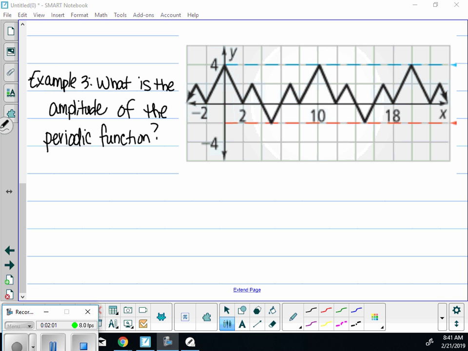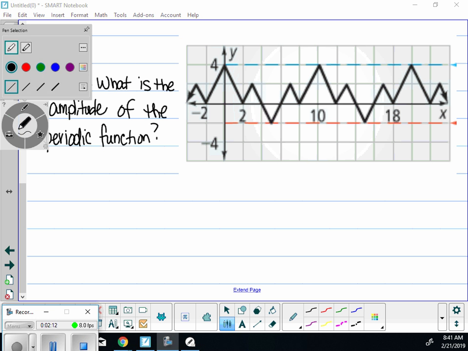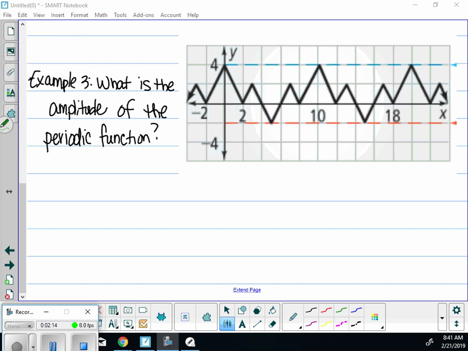Okay. So to find the amplitude of a periodic function, all you need to do is recognize where the minimum value is. So what's the lowest point on the entire graph, which is -2. And the highest point on the entire graph, which is up here at 4.